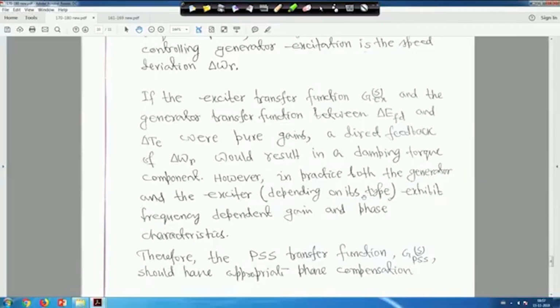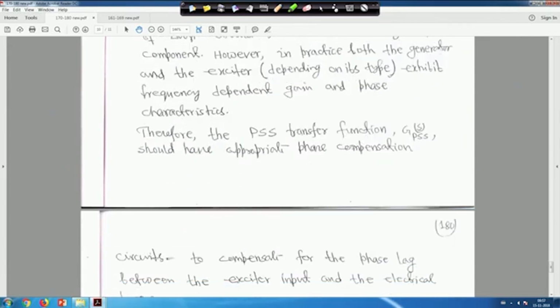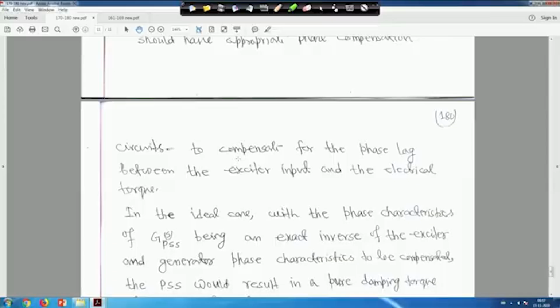However, in practice both the generator and the exciter, depending on its type, because different types of exciters are there, exhibit frequency dependent gain and phase characteristics. Therefore, the PSS transfer function, that we call GPSS(s), should have appropriate phase compensation, that is why we use a phase lead lag compensator. Details we cannot analyze in this course, but I will explain it, to compensate for the phase lag between the exciter input and the electrical torque.